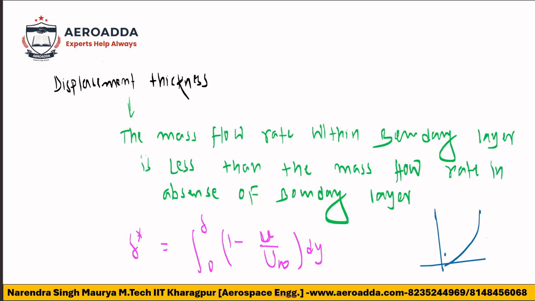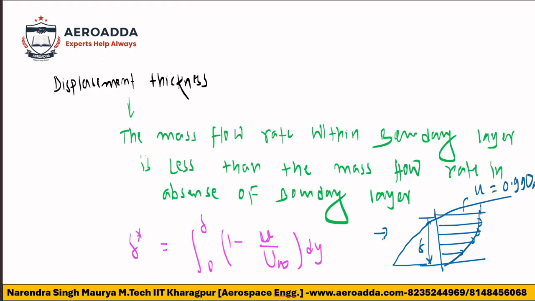I have given the diagram multiple times, but I am giving it once more. See, this is delta here. At the outer edge the velocity is 0.99 of u infinity, and on this side the velocity is u, which is varying. In this way you can calculate the displacement thickness.